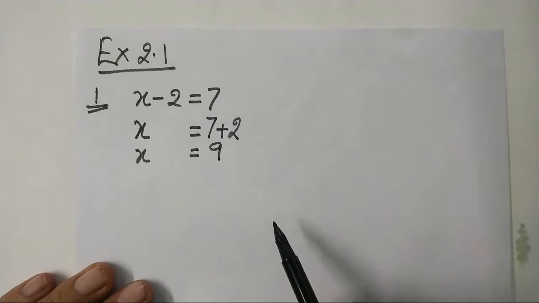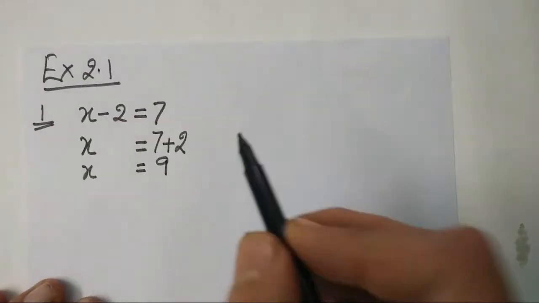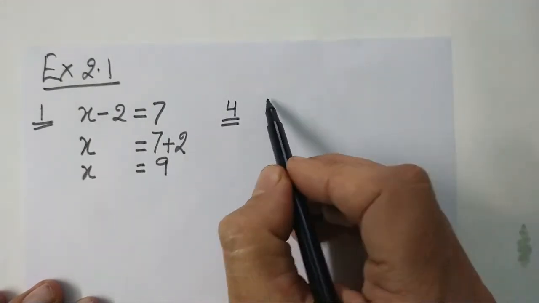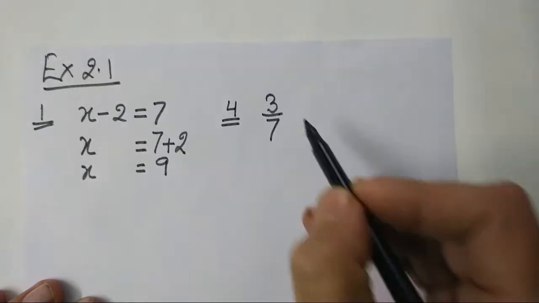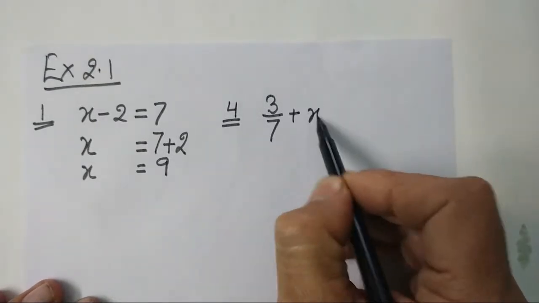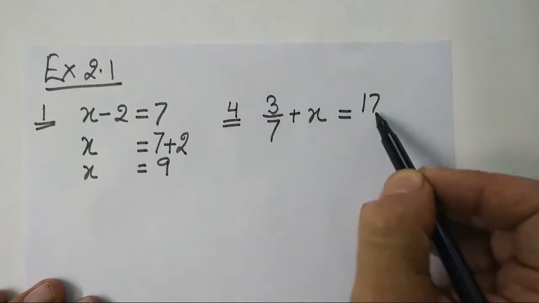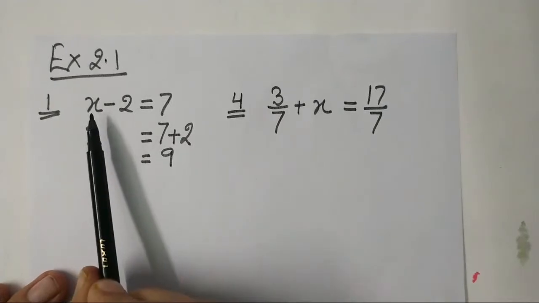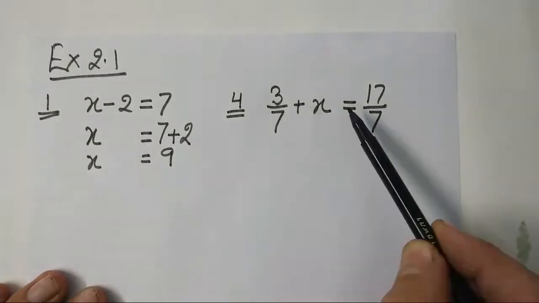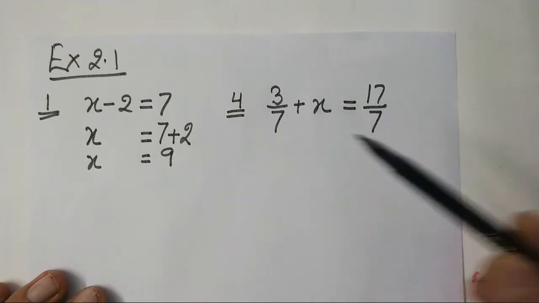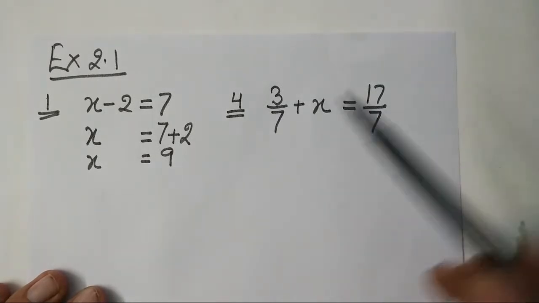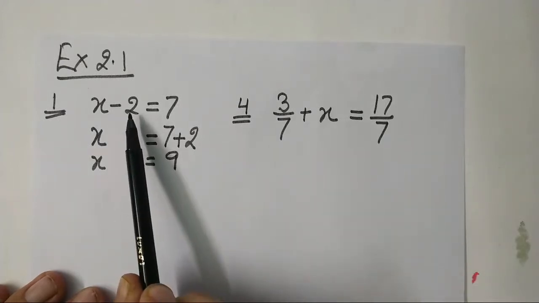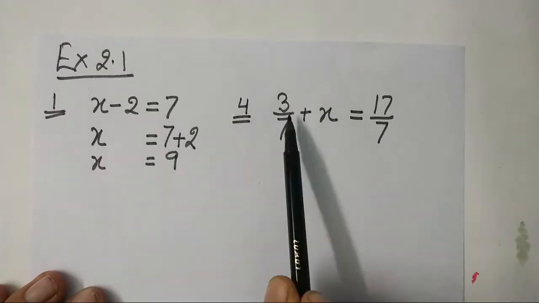Now question number 4 is different. Now see what the difference is. The difference is only in the framing of the question. There is a fraction given, there is x given, and there is another fraction given. Here also we will solve for x. So we will keep x on one side and transfer the number to the other side. That was an integer, there was no fraction. Here there is a fraction.